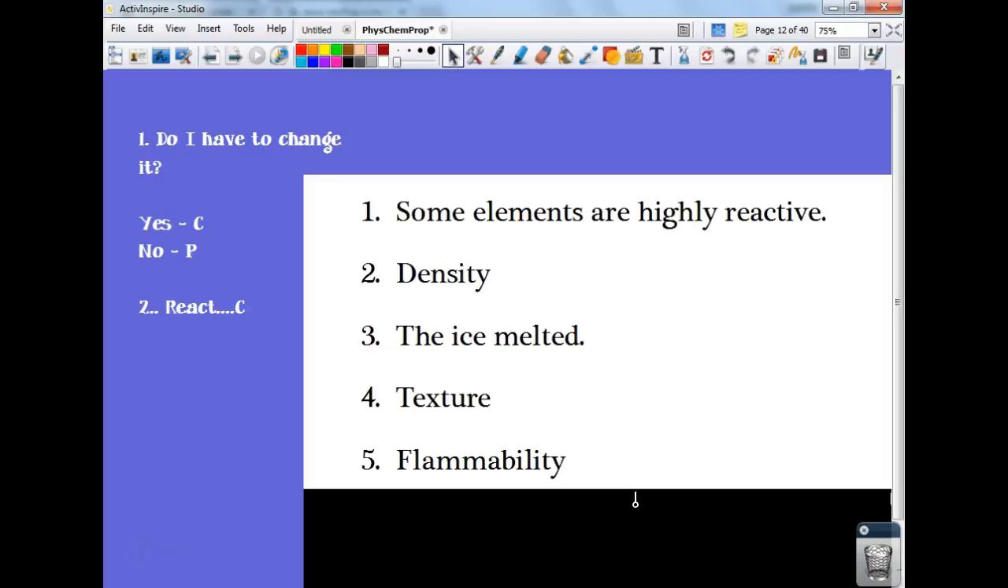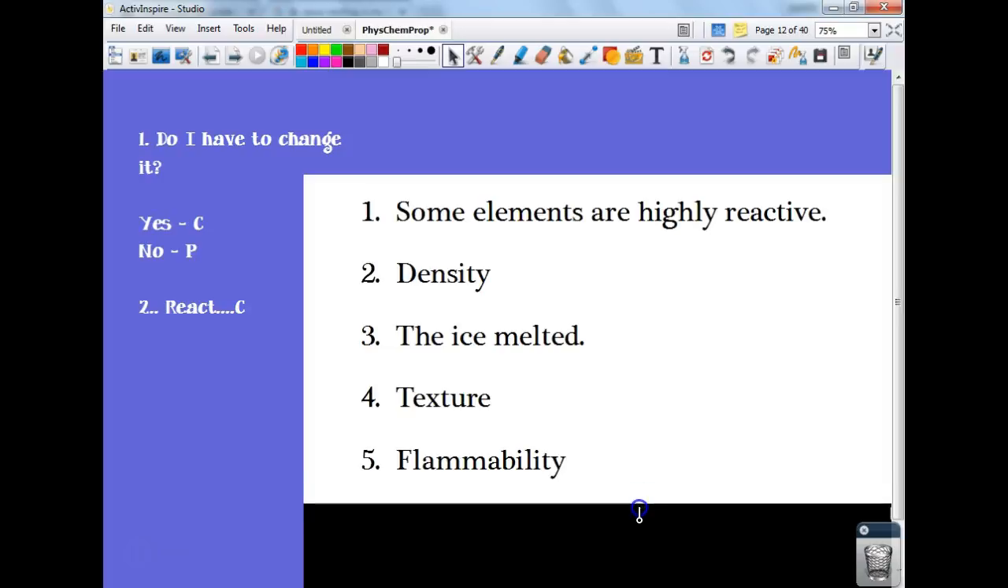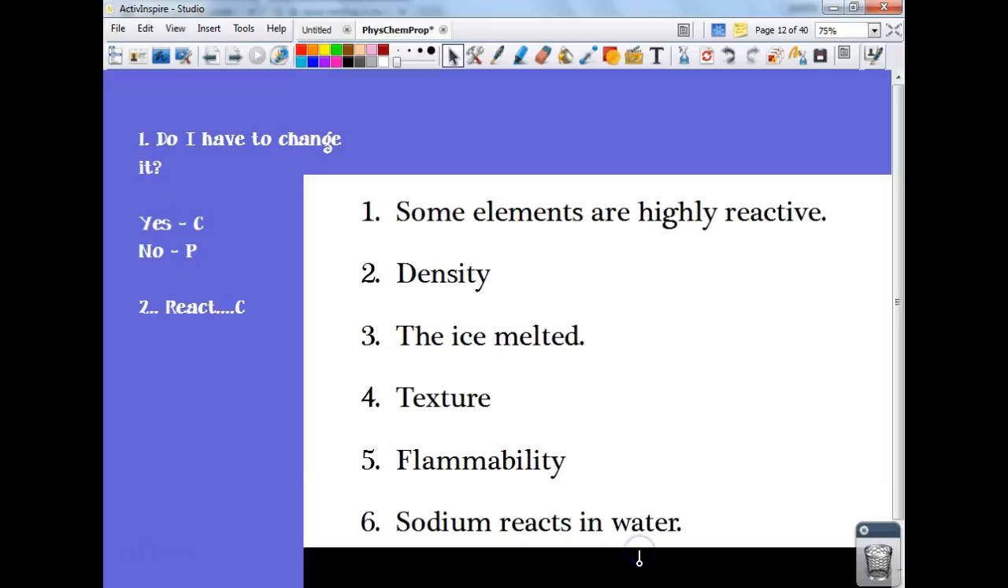Number 6, sodium reacts in water. Sodium reacts in water. Remember we put the sodium in the water in that video and it spun around and we saw the gas forming and then it caught on fire? Sodium, is that a chemical property or a physical property?